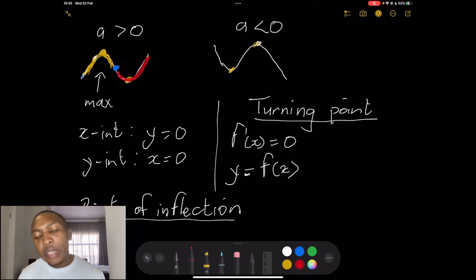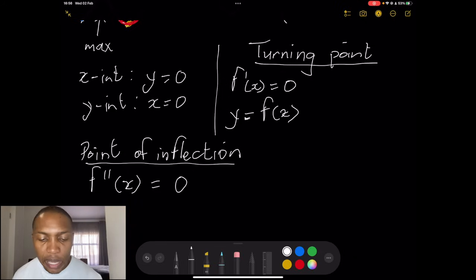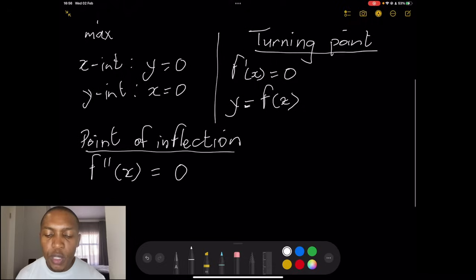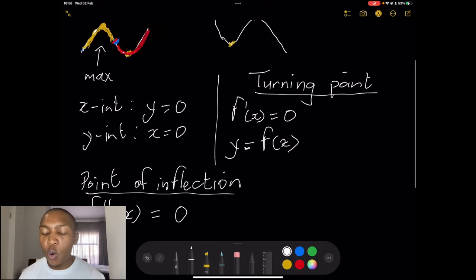Yeah? So what this simply means is that the point of inflection is the point that separates the two parts, where the shape of the graph is concave down and concave up. Okay, now how do we get this point of inflection? We take the double derivative. So f double dash x is equal to zero, and that is how we will get our point of inflection. And of course, this will give you the x value, and if you want to get the y value, you will obviously substitute back into the original equation.